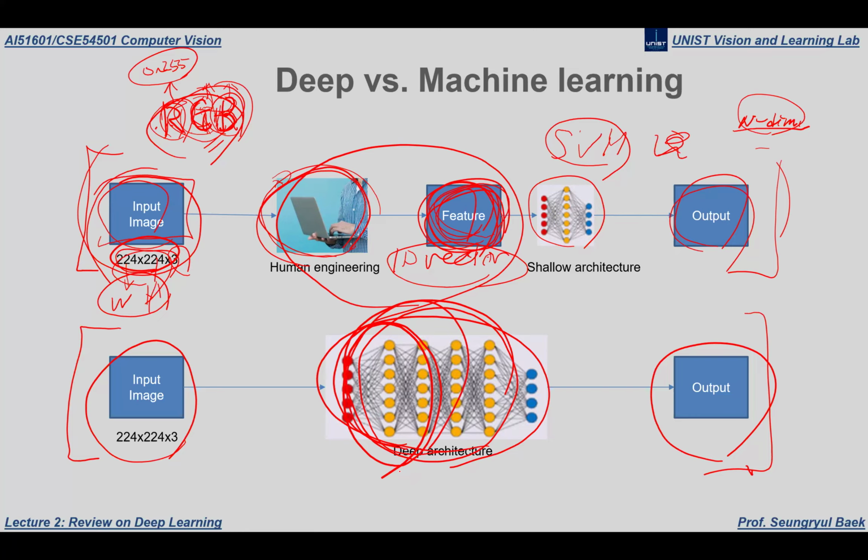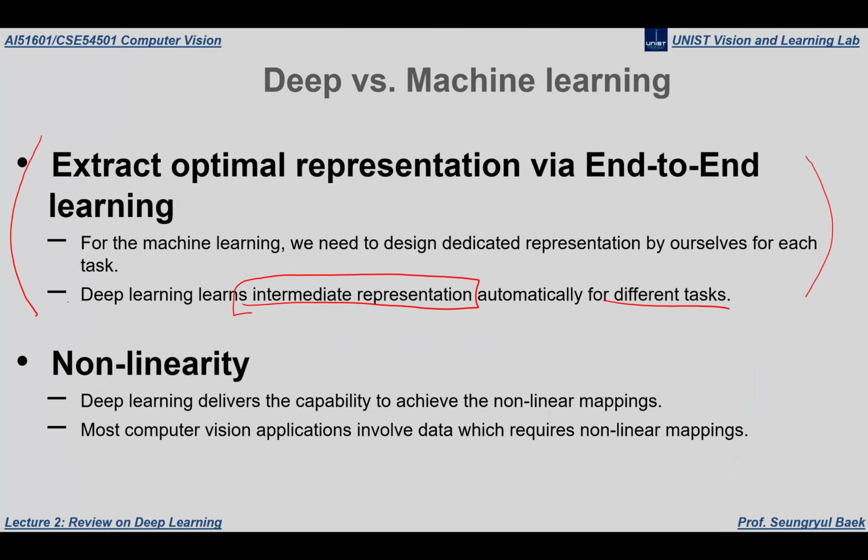So that is more optimal. Okay. That is actually the first reason why the deep learning architectures are better than the classical shallow learning algorithms: their accuracy. And the second one is non-linearity.